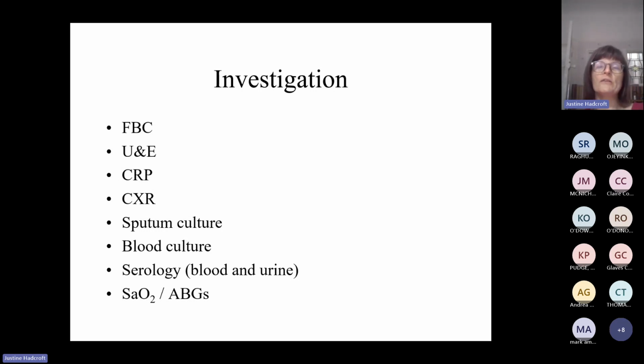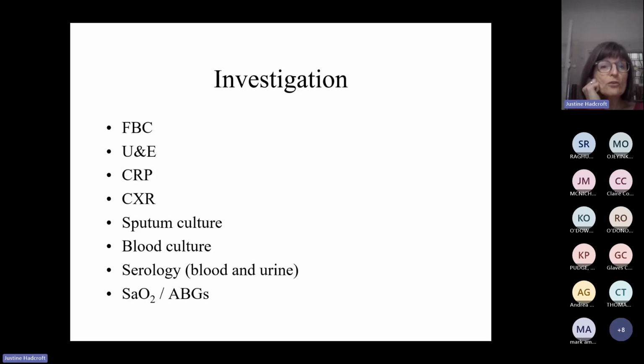U&Es are an integral part of assessing patients' pneumonia severity. You can get an acute kidney injury with pneumonia, and urea is one of the areas that's scored in CURB-65 scoring that determines severity of pneumonia.